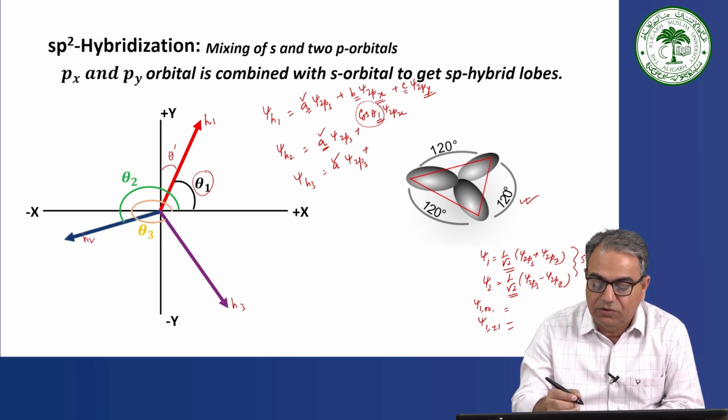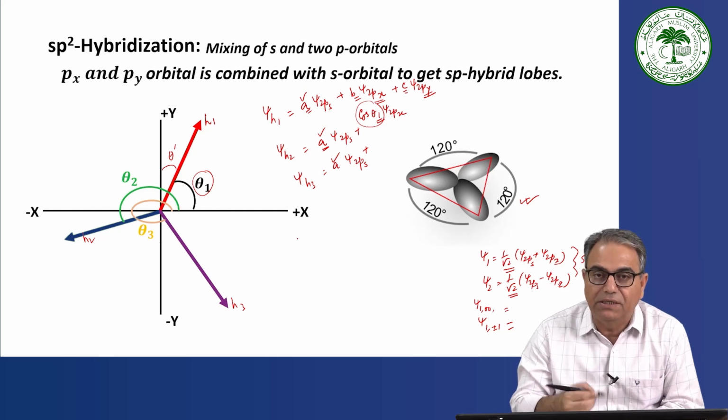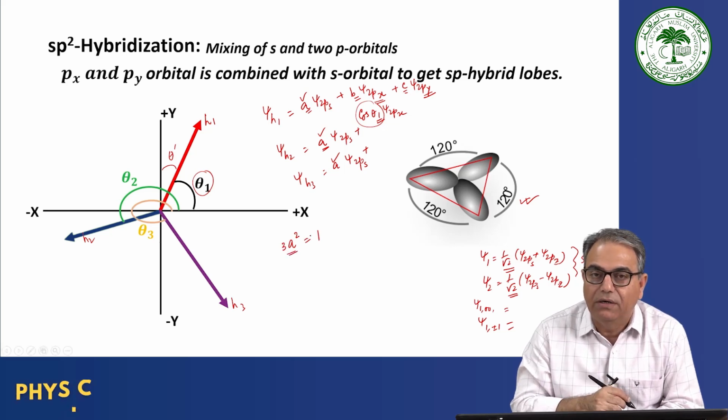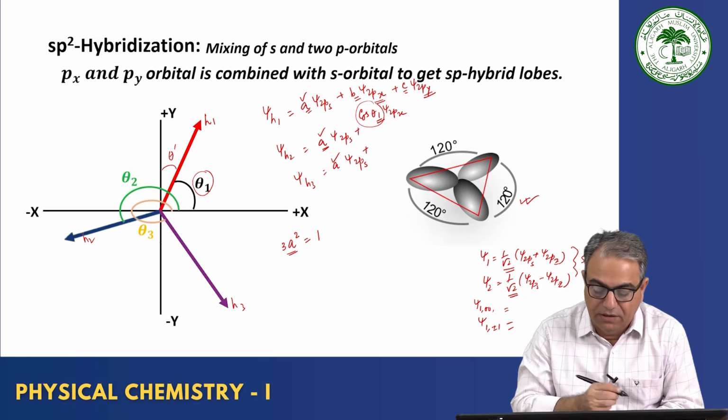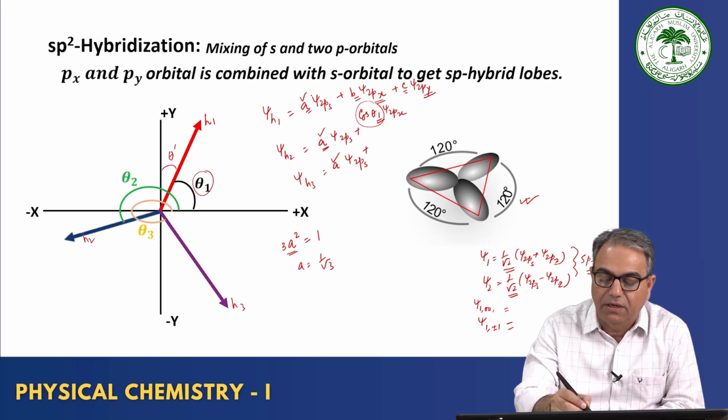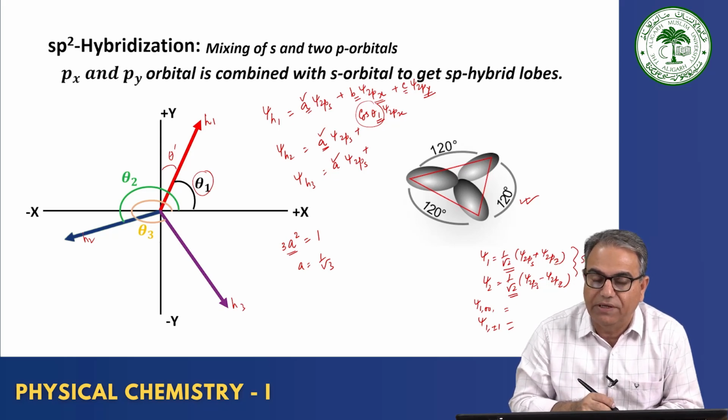Okay. Now, if it is so, then what does it mean? Contribution comes from a square of the coefficients. So 3a square is the contribution, and that will make it equal to 1. So what will be the value of a? A will be 1 over root 3. So we found the contribution from coefficients of psi 2ps orbital also, and this way we can find the coefficients of psi 2px and psi 2py also.